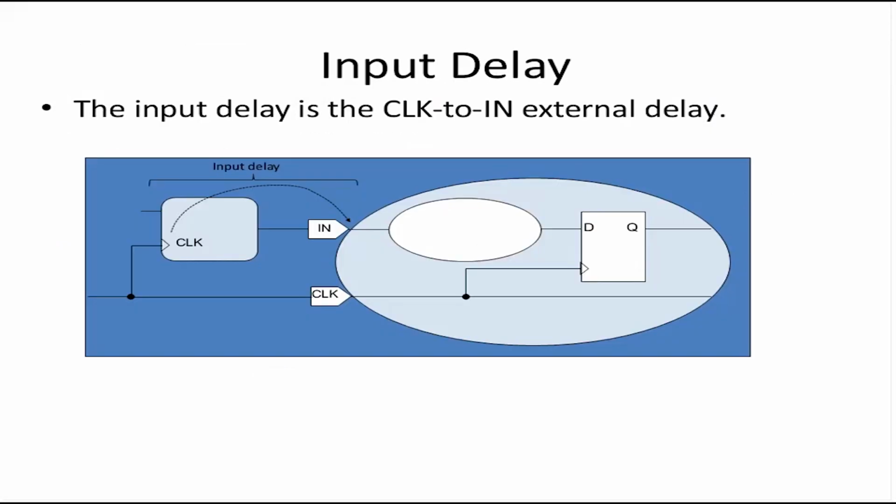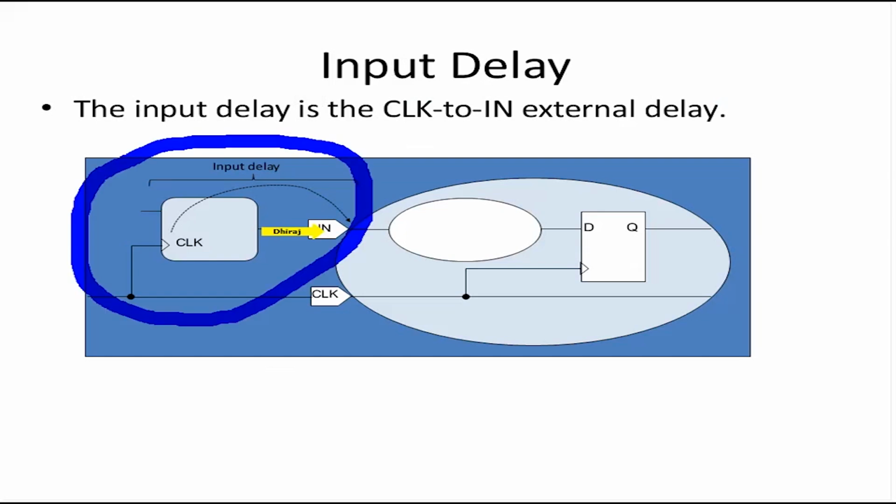For input delay, this is the design boundary. The clock coming in is CLK. The input port is in. This part, which is left of the input port, we don't know much about. We can assume that this is coming from the same clock. It is a valid assumption in most cases. It is coming from the same clock domain, and it is mostly driven by a clock. It takes some amount of time to reach the input. This estimated amount of time is called the input delay.